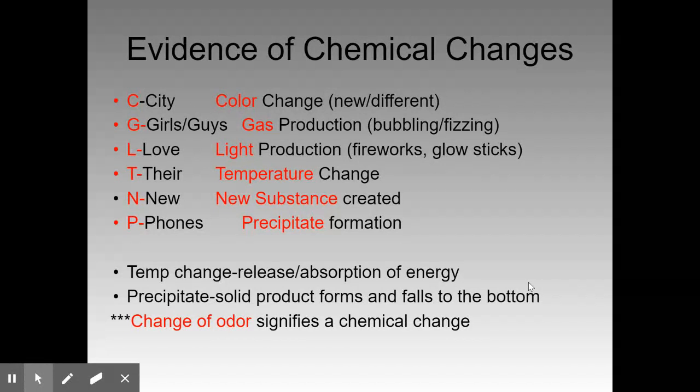The magical one, which is not really one of our normal signs, but it's something that can always help you figure it out, is if you've had a change of odor. Anytime there's a change of odor, you can guarantee there's been a chemical change. When you bake a cake, you can smell the cake throughout the house. Same thing for unpleasant odors like rotten eggs or spoiled food. If you talk about rotten eggs and spoiled food, you've had color change and gas produced, but you can smell it also. So it's just kind of what I call one of the extras.